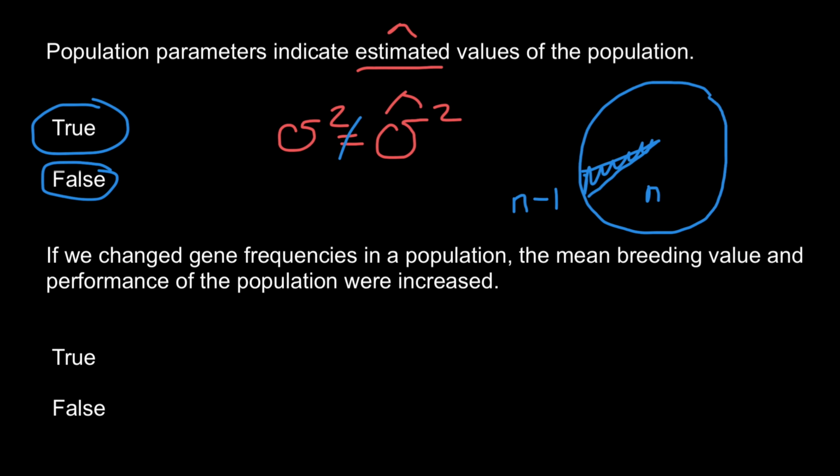Some alleles can increase breeding value, and other alleles, if they increase in their frequency, would decrease breeding value, which is an individual parameter or characteristic, but in a population we can find the mean of those individual characteristics. So we have to choose the answer that this is a false statement. Mean breeding values can either increase or decrease, depending on the allelic frequencies, whether those alleles that change frequency are beneficial for breeding value or deleterious for breeding value.